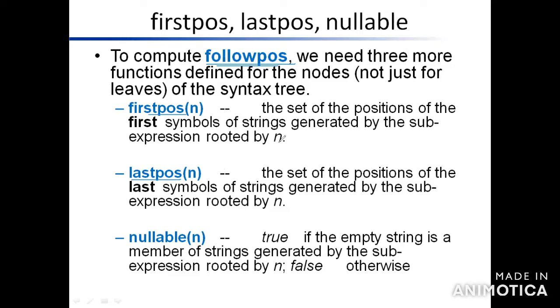What about the next thing? The next step is you have to calculate for the first position, last position, nullable, then follow position. Nullable will be included, based on the first and follow position only. You have to calculate for the nullable values. Then after that, follow positions.